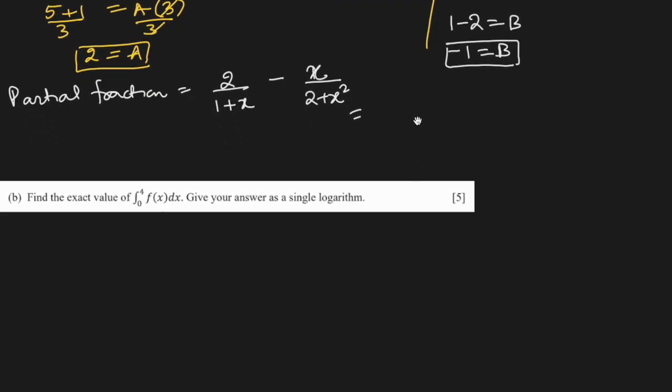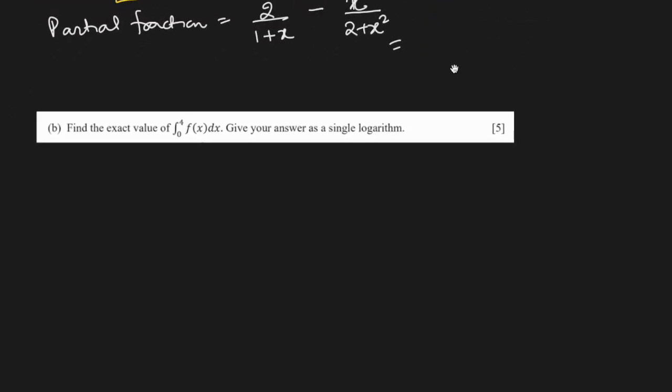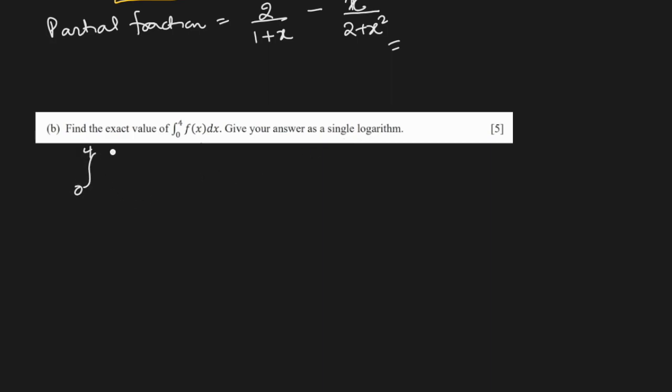Okay. Part B, we'll need this one because they're saying find this definite integral of f(x), give your answer as a single logarithm. Okay. So it will become the integral from 0 to 4 of 2 over 1 plus x dx, minus x over 2 plus x squared dx.